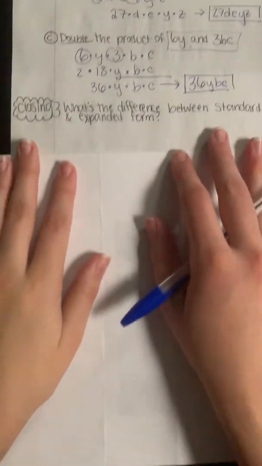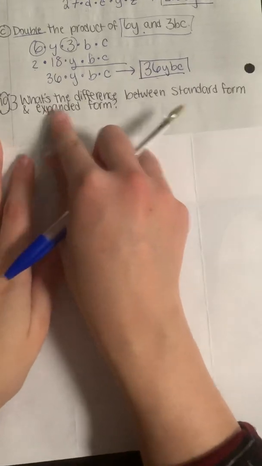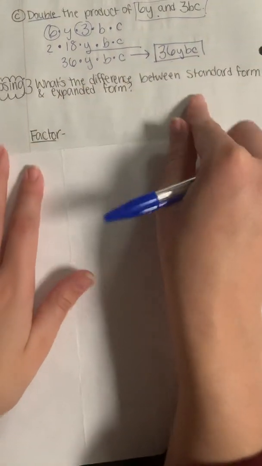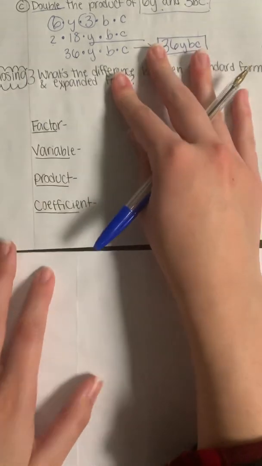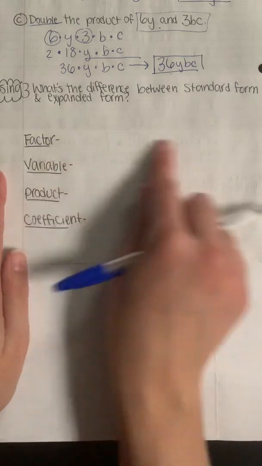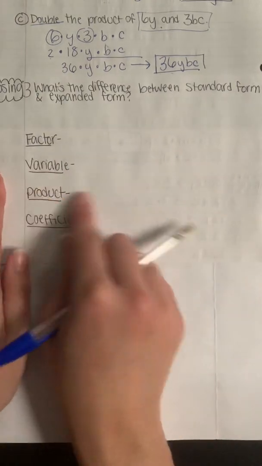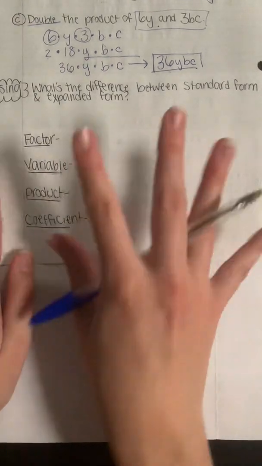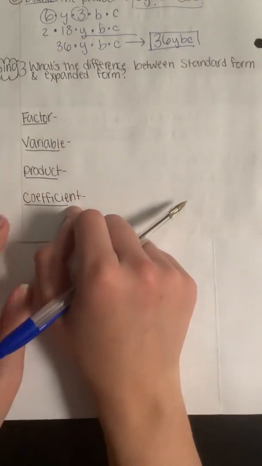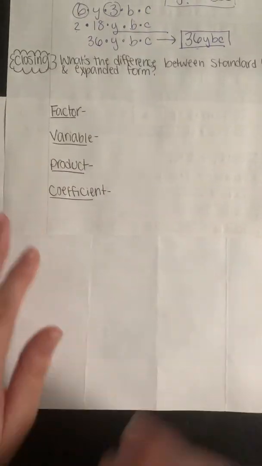For the closing part of this lesson, I want you to think about what's the difference between standard form and expanded form. Write a little blurb to remind yourself, and then see if you can write a little definition to help you remember what is a factor, what is a variable, a product, and a coefficient. A really good idea is to double check these answers with your partners at your table before you start your practice problem. Thanks so much.